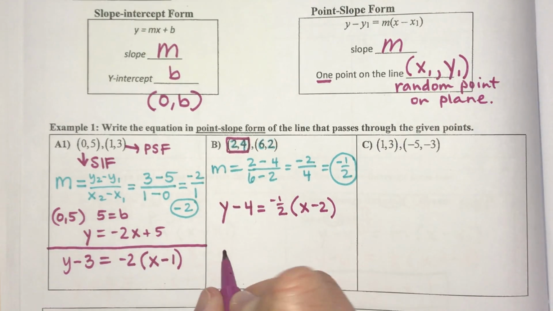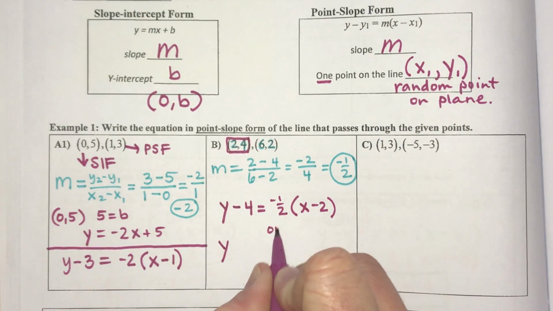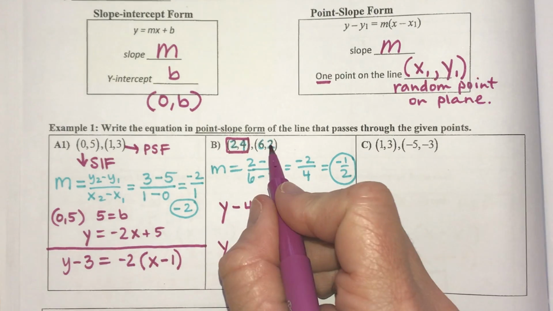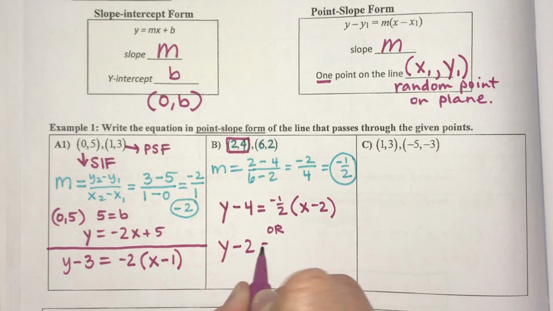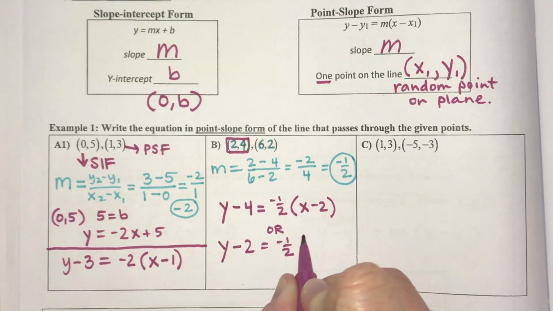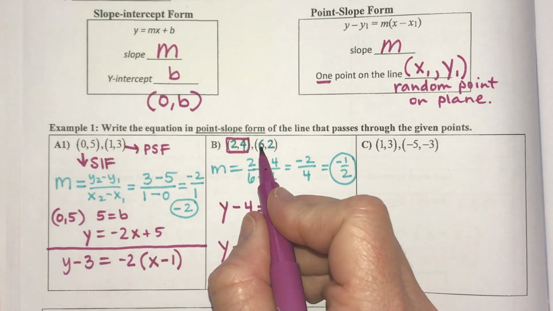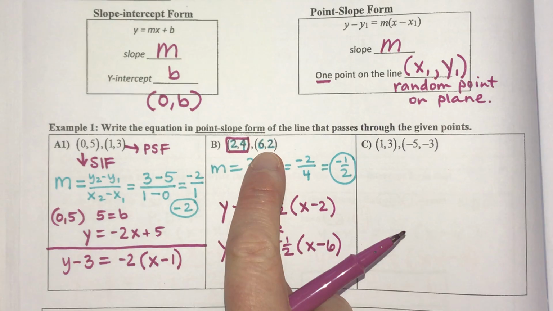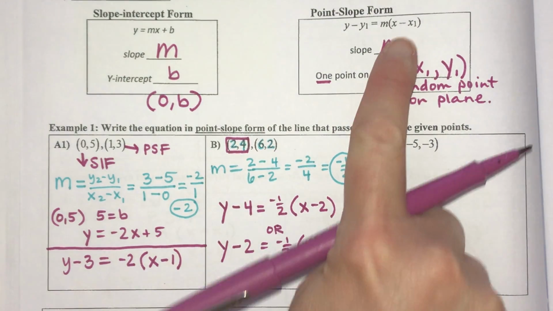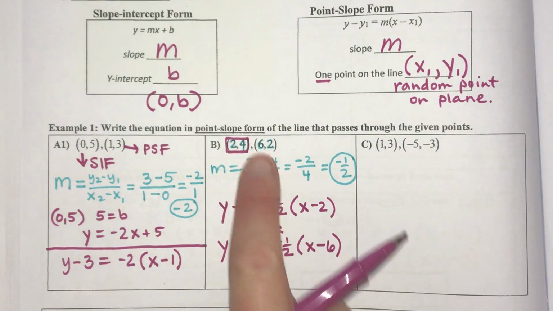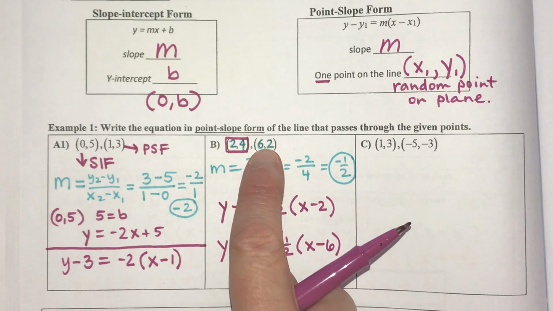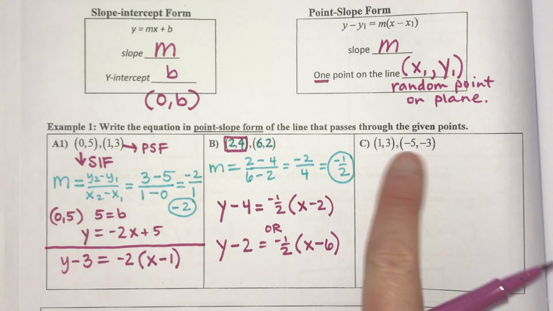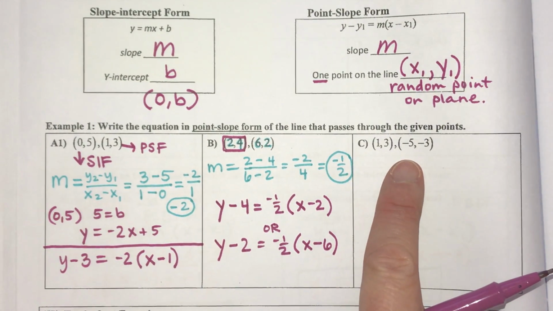But if I had used the other point, another equation you could have written was y minus this y value 2 is equal to -1/2, and then in parentheses x minus my x coordinate, or 6. Again, notice how the point is plugged in, and then because of these minus signs, the equation is opposite signs as your point.